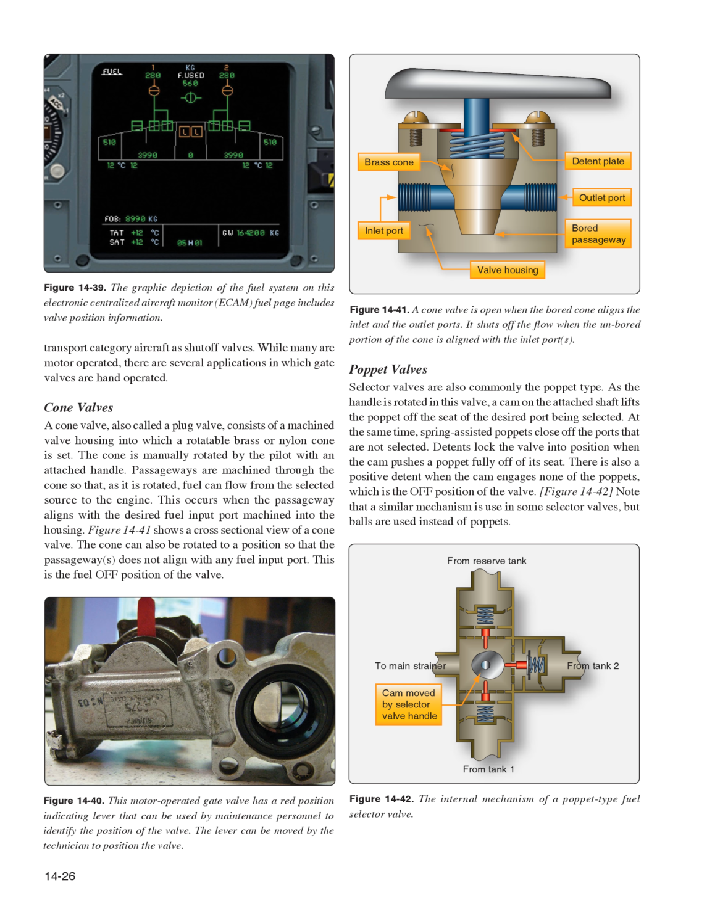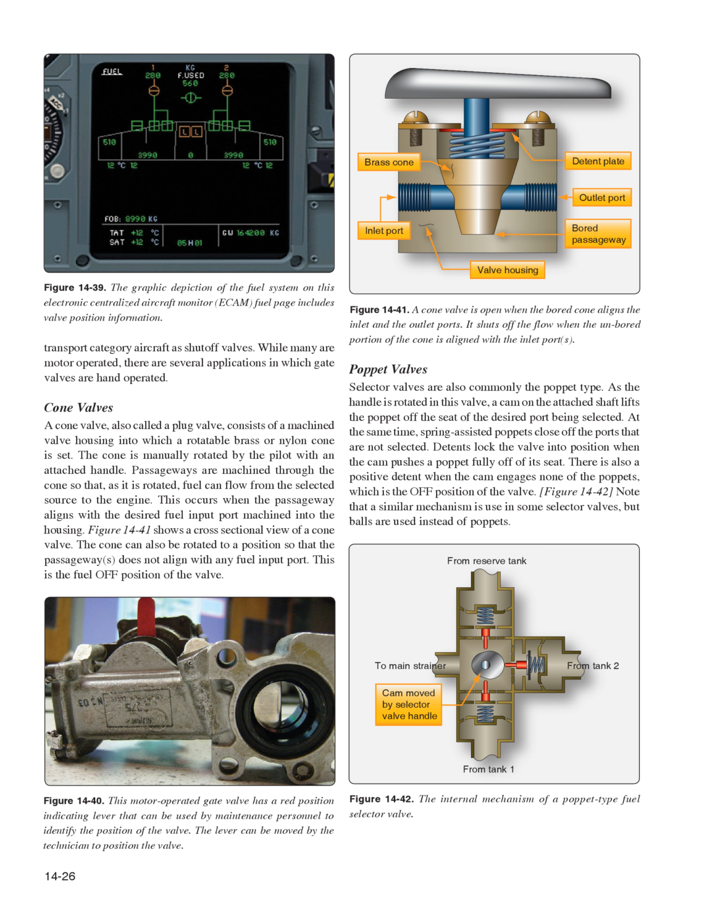The cone can also be rotated to a position so that the passageway does not align with any fuel input port. This is the fuel off position of the valve. Identify the position of the valve. The lever can be moved by the technician to position the valve. Portion of the cone is aligned with the inlet ports.